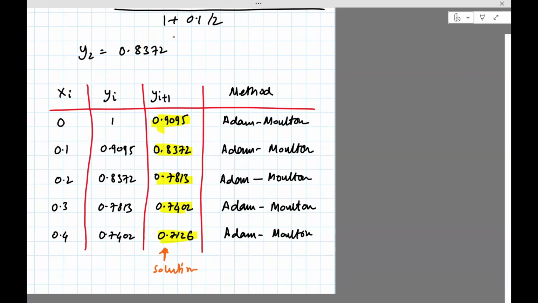So the good thing is that it's self-starting, but it could be cumbersome to solve at each time step, because you may not be able to do this with a calculator. You might have to use Newton-Raphson, which means programming.